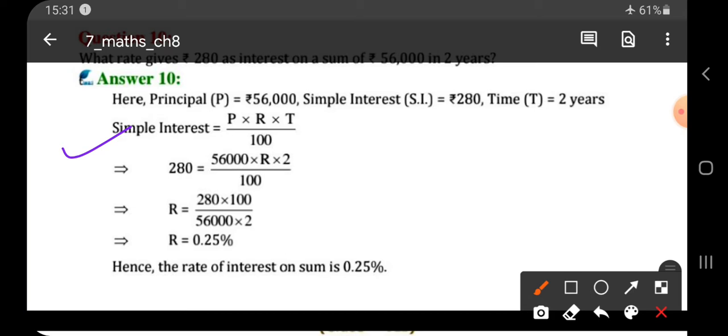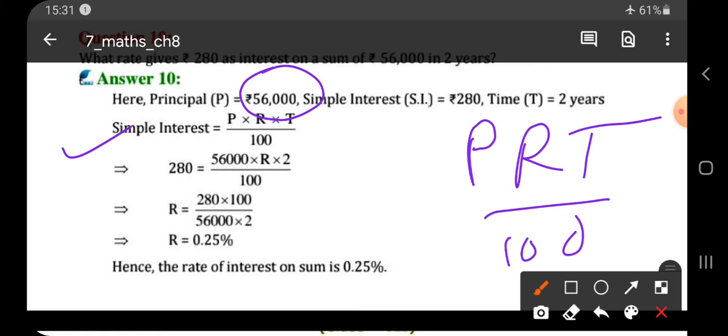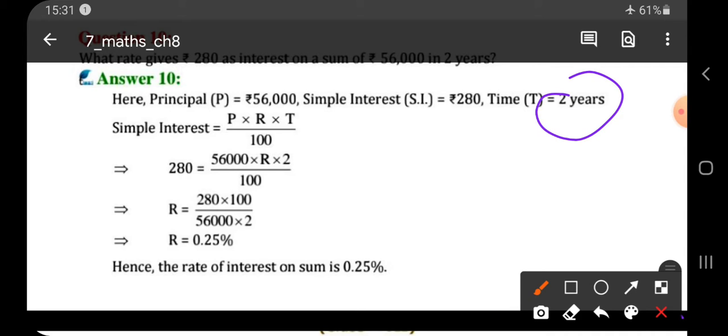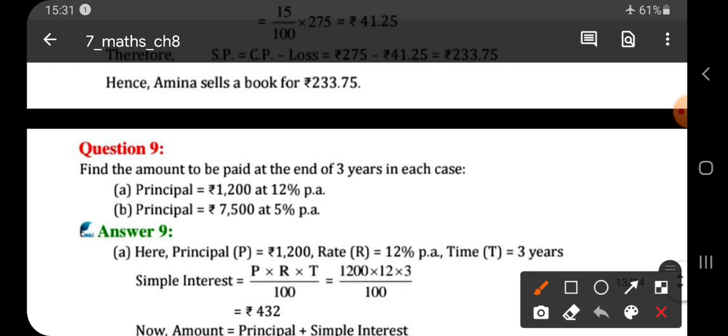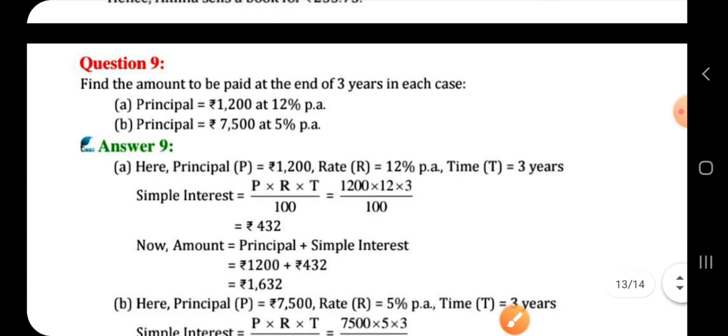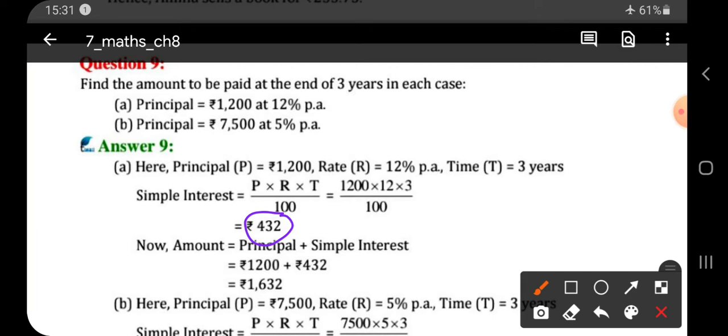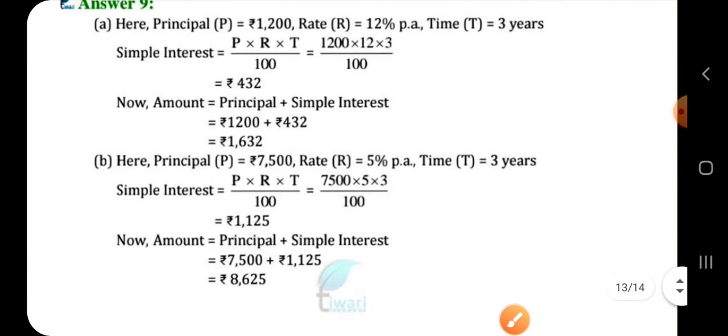And here the formula to find out simple interest is PRT by 100. For example, you borrowed 56,000 rupees from the bank for 2 years, and the rate of interest is not given, that we have to find out. Here it is given: total 1200 rupees you have taken from your friend. For example, the rate of interest is 12% for a year. How many years? It's 3 years. So 1200 you have to pay because you have borrowed it, but extra 432 rupees also you have to pay. It means total 1632 rupees you have to give back.